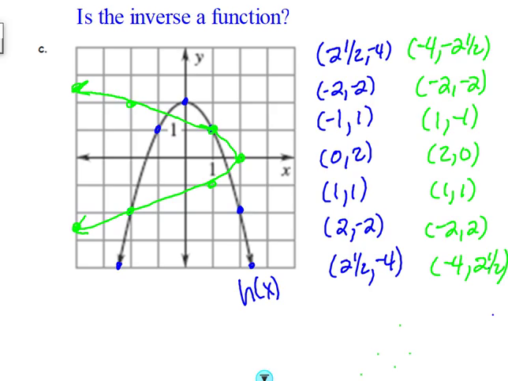Alright, is the inverse a function? Well, no, the vertical line test fails, so the inverse is not a function, so we don't give it function notation. The best we can call it is a relation, but it doesn't get function notation. Alright, if you have any questions, let me know.